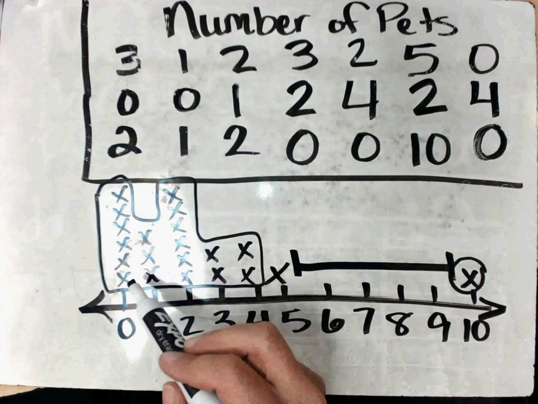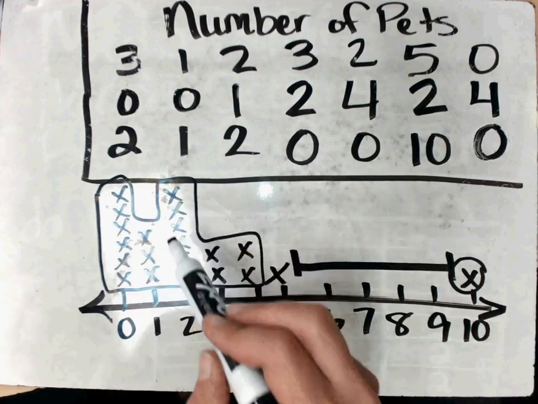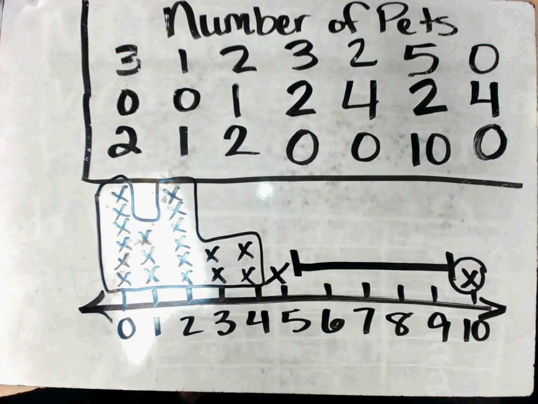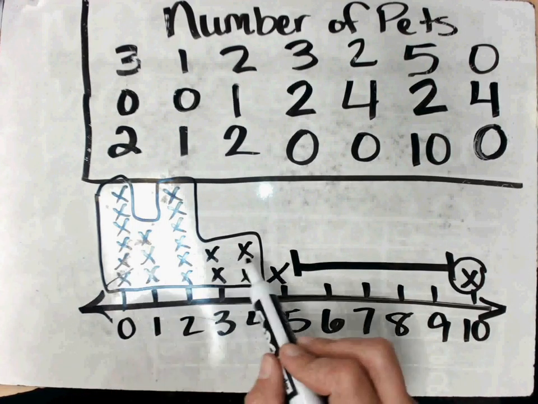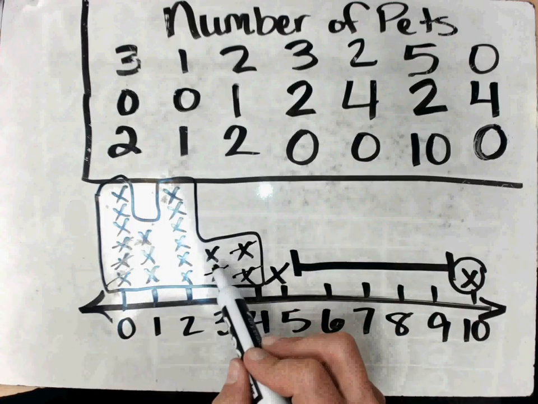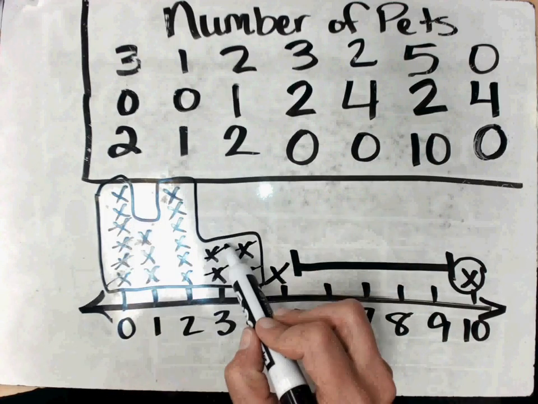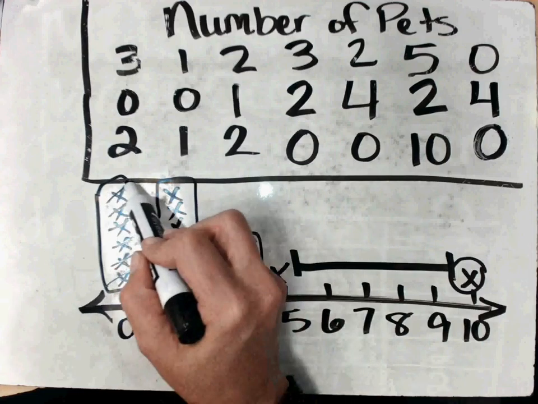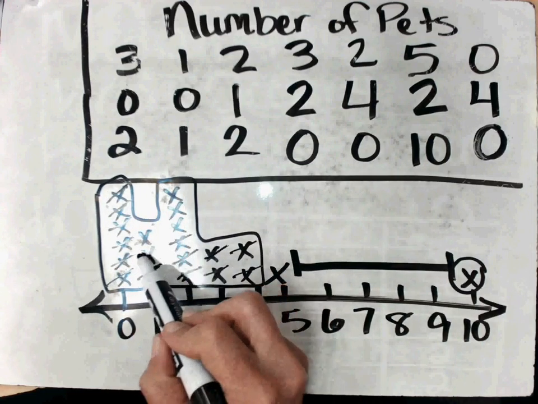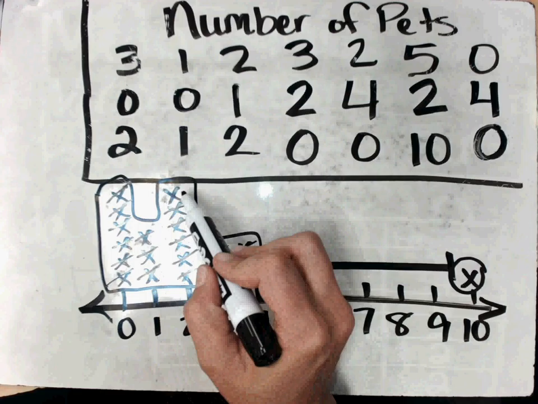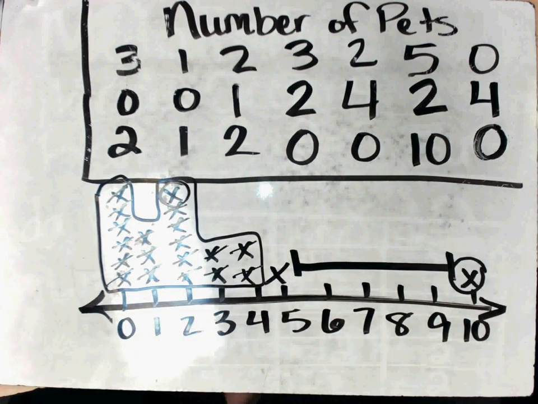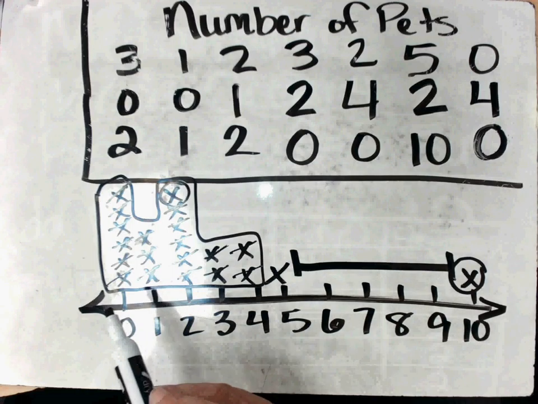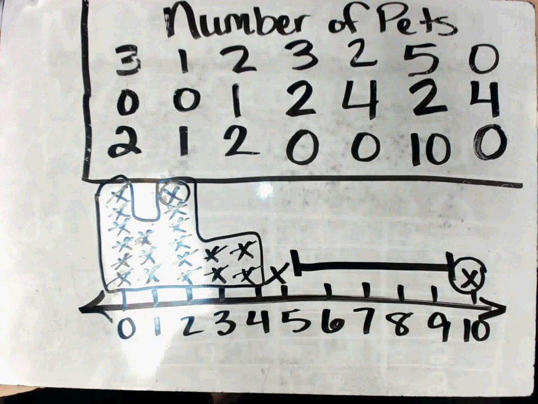What is our mode? Well, it looks like we had two modes, didn't we? 0 and 2. Okay, and then our median, we would have to count back. Least, greatest, least, greatest, and so on. It looks like our median would be 2. And then, of course, our range is our biggest, which was 10, and our smallest, which was 0. 10 minus 0 is 10. So that is how you would do a line plot.